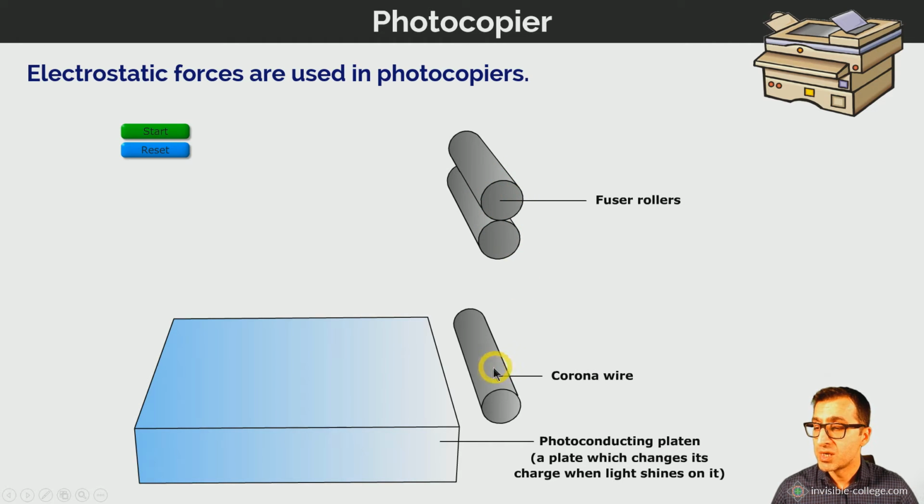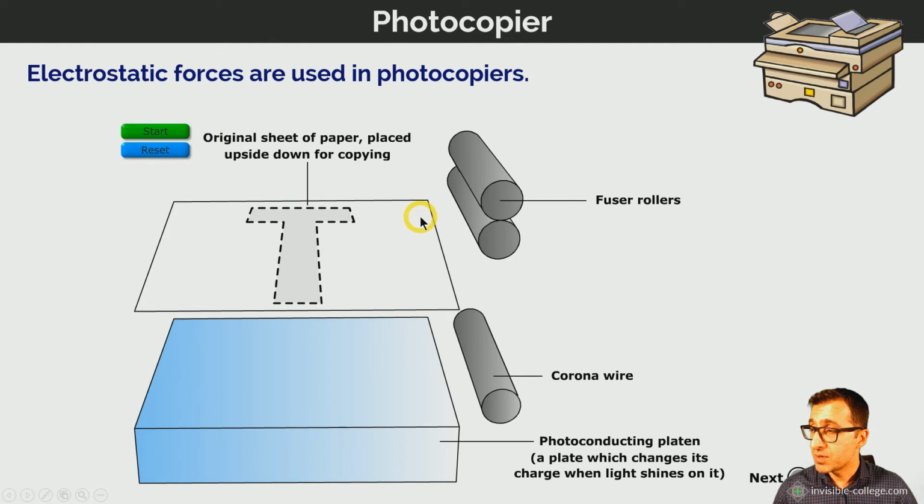You have the fuser rollers, you have the corona wire, and you have a photoconducting platen, which is a plate which changes its electrical charge depending on how much light is falling on it. So what happens here is, if we imagine the original sheet of paper that we're going to make copies of being placed upside down on the platen glass of the photocopier. The platen glass is the bit at the top where you lift the lid of the photocopier, you put your paper down, and then you put the lid down. The platen glass is the glass section that you put your piece of paper on that you want to make a photocopy of.